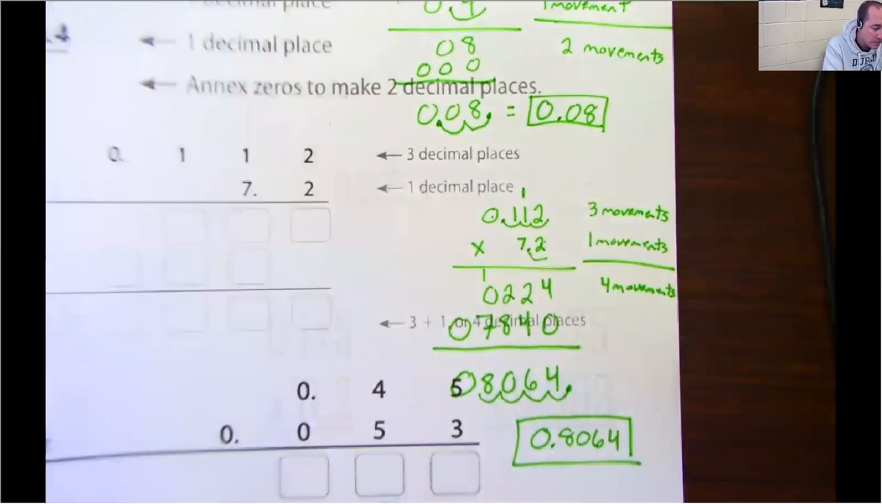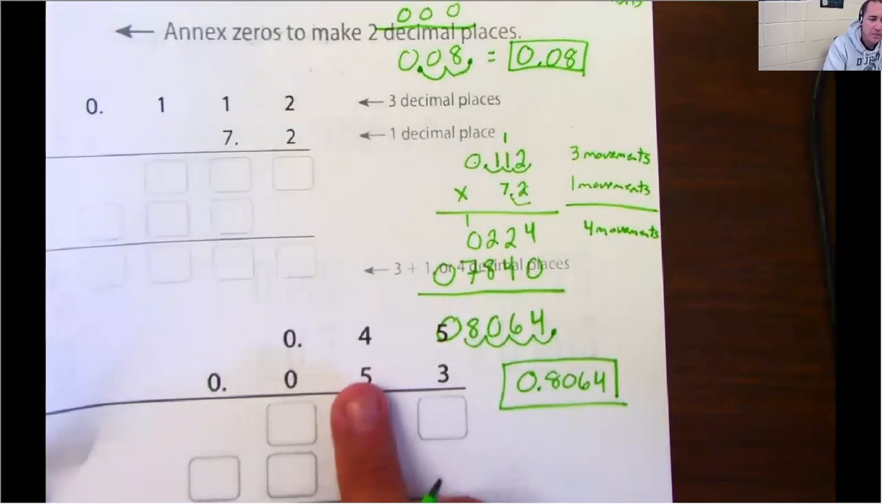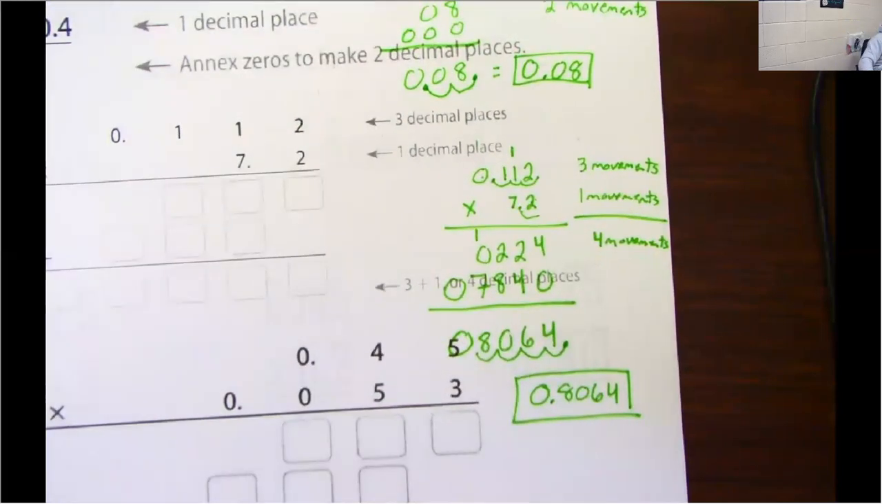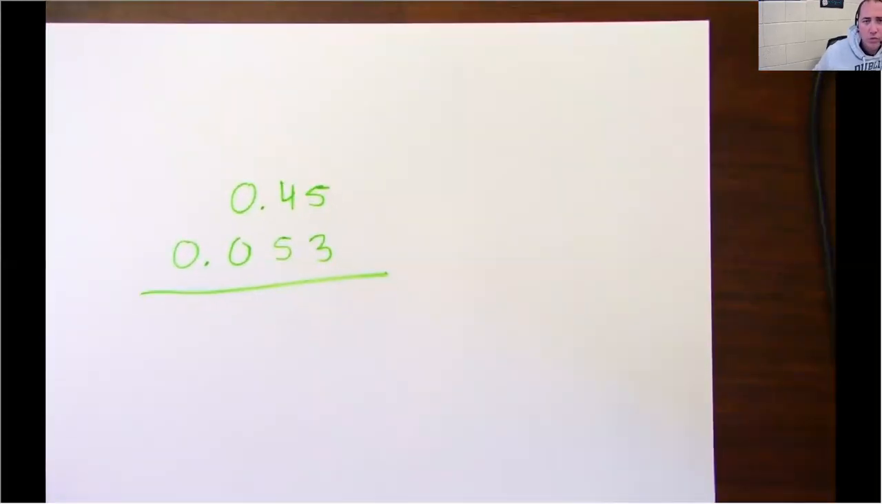All right. I'm going to give you all a minute. I want y'all to try this practice problem. I'm going to write it on a separate sheet of paper. So 0.45 times 0.053. I want y'all to pause the video and try this practice problem on your own. Again, please pause the video. I'm about to show you how to solve it.